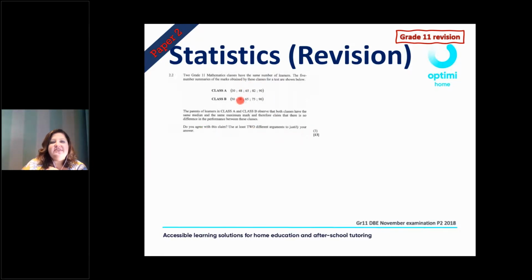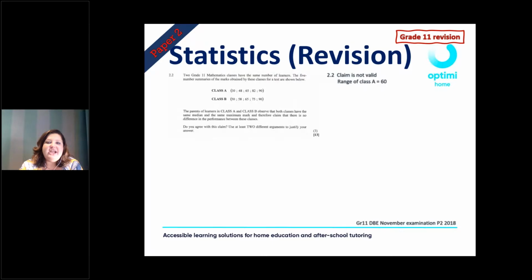So they've only given us these values, so we need to talk about these values. So the arguments will be based on what they've given us over here. Okay. So firstly, this claim is not valid. To just look at my median and my maximum value and say that they are the same is not valid. We need to look at the other values as well, like I said.